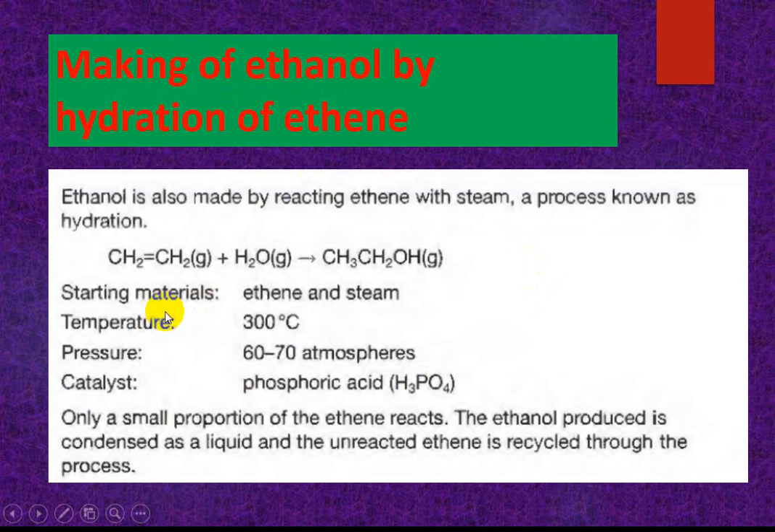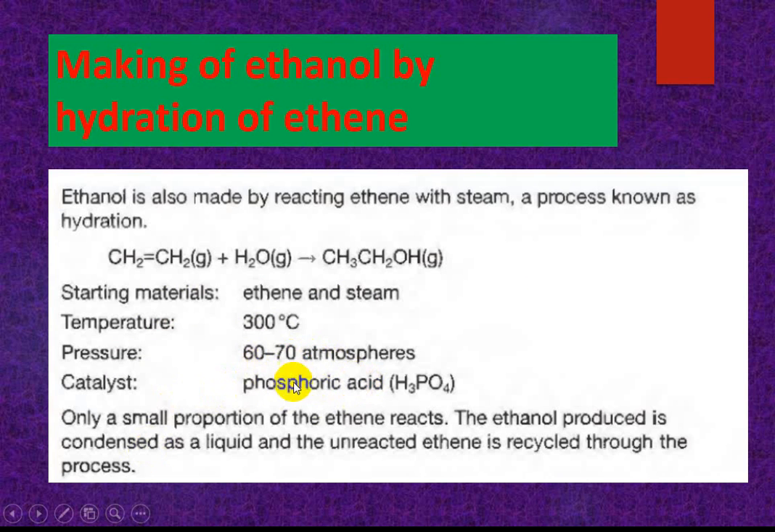Remember, I will ask you: what are the starting materials for making ethanol by hydration of ethene? The starting materials are ethene and steam. Temperature is 300 degrees Celsius. Pressure is 60 to 70 atmospheres. We live at 1 atmosphere pressure on the surface, so this is 60 times more pressure. Okay, 60 to 70 atmospheres and phosphoric acid.